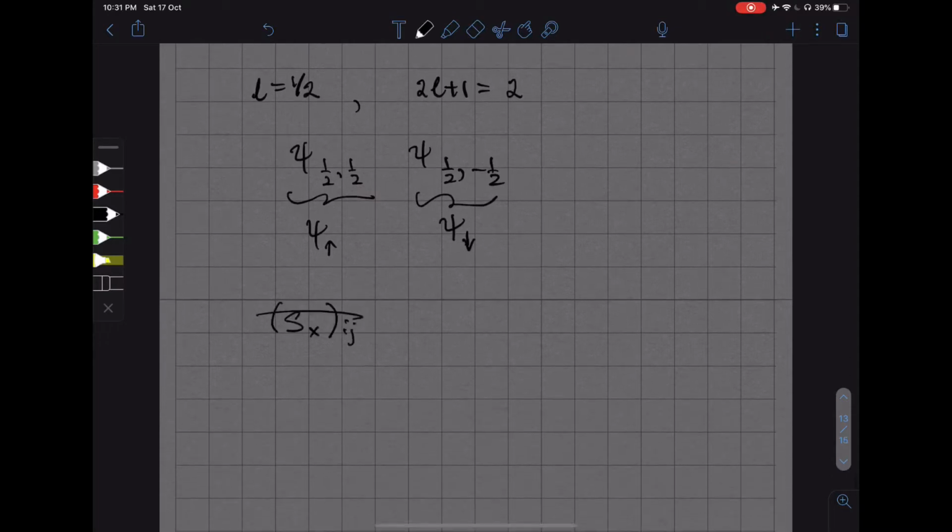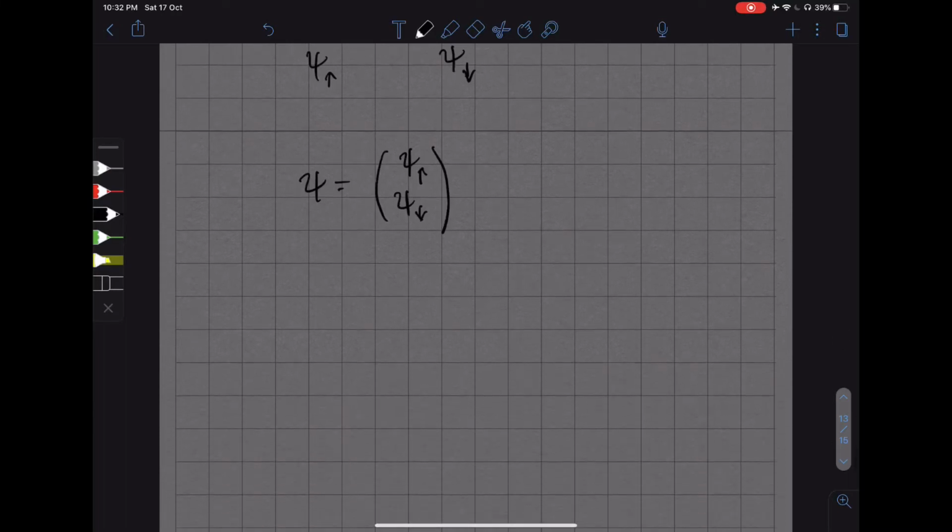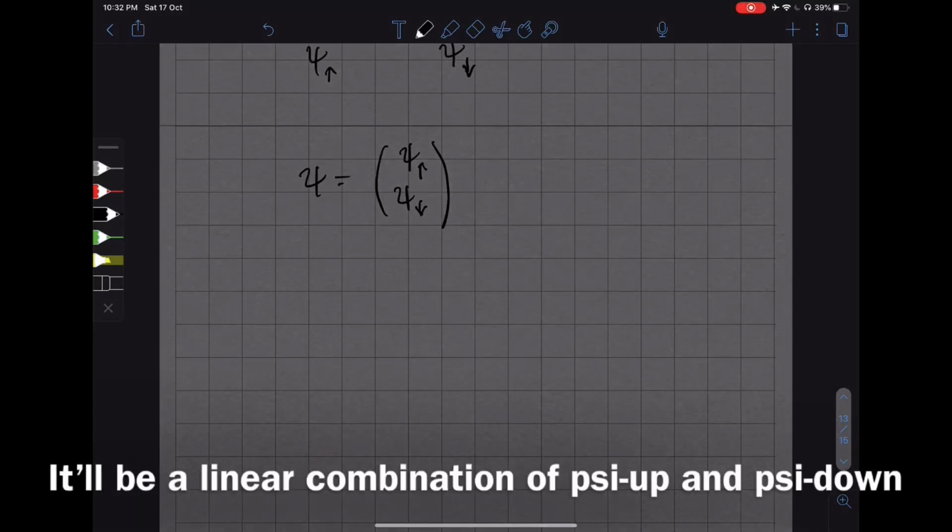Because we have only 2 degrees of freedom related to the spin half system, the wave function of the spin half particle will be a matrix wave function, which will be just a column matrix, psi up and psi down. If it's a matrix wave function, the spin operators should be 2x2 matrices.